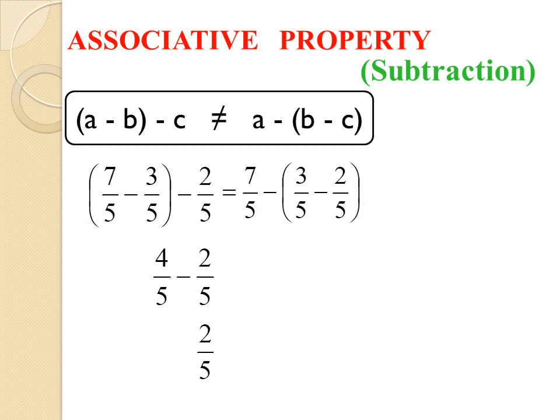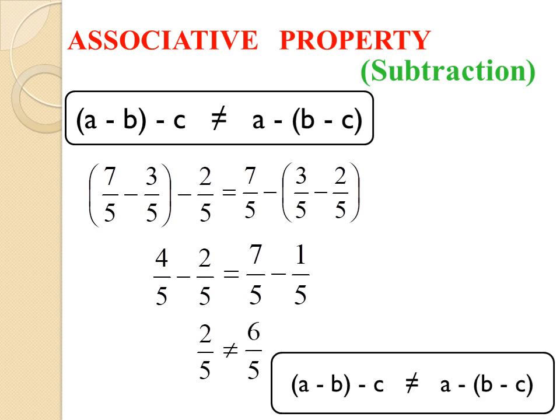Let's check the same for right hand side. Now the first number is left out and the second and third number are grouped. When you subtract in this format, what will be your result, children? 7 by 5 minus 1 by 5. Then when you subtract it, you get 6 by 5. Can you see the difference, children? We get two different answers. This shows that associative property for subtraction is not true.